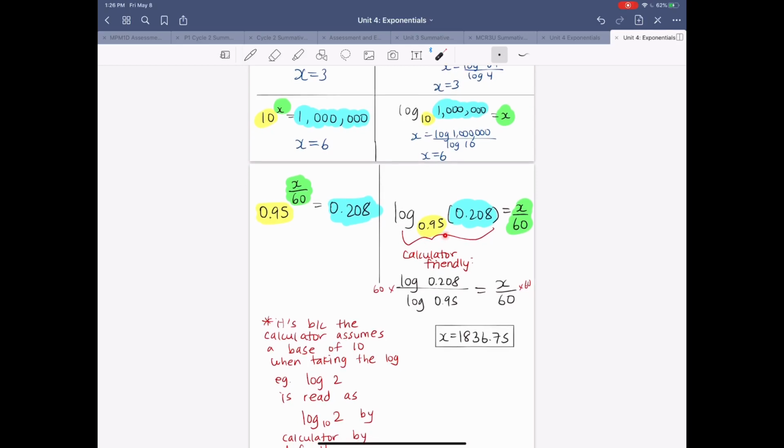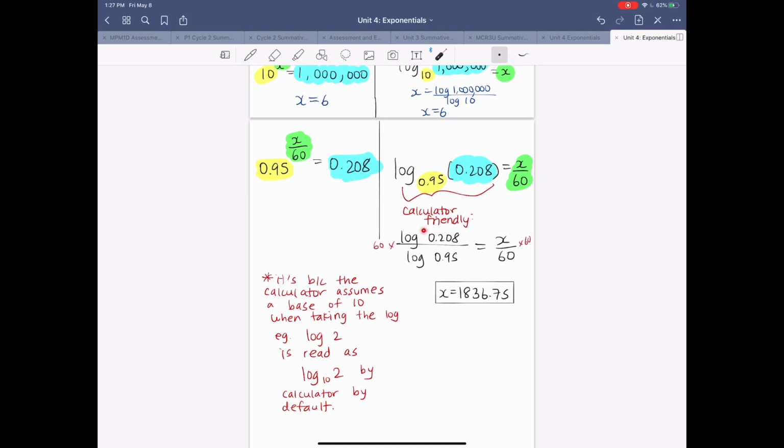And if you want to put it in the calculator friendly way, you're going to do log 0.208 divided by log 0.95. With that, you would get a certain value, and with that value, you're going to times by 60. So I can get rid of these 60s on the right side, and I have x equals all of that. When I put all of that in the calculator, I get a more exact answer, and this is the approximate answer I get.